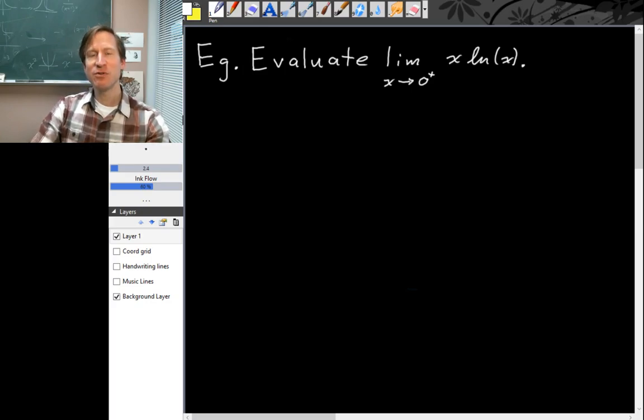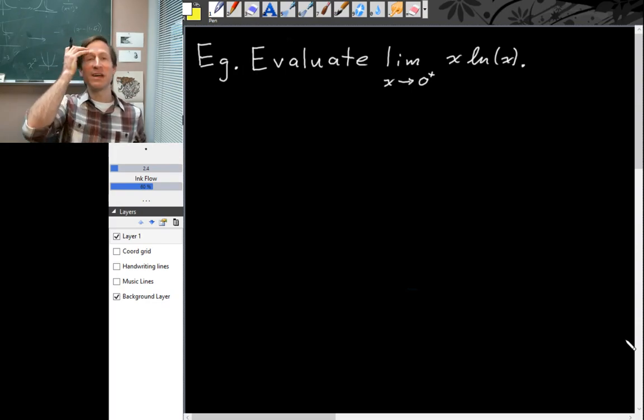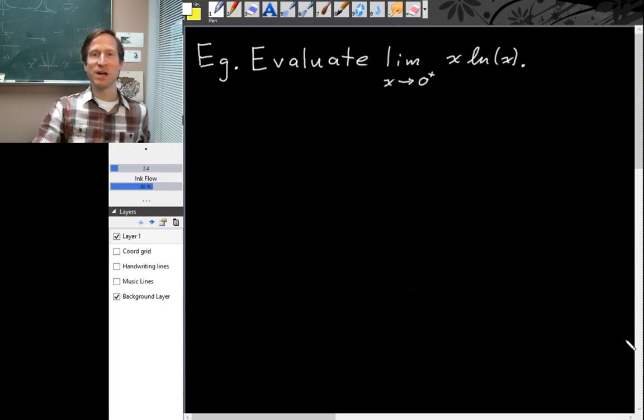We've seen that if you have a limit that gives you 0 over 0 or infinity over infinity, then you can use L'Hopital's rule to evaluate that limit. But actually, L'Hopital's rule can be used to evaluate other situations as well. So let's have a look at a couple examples of that.